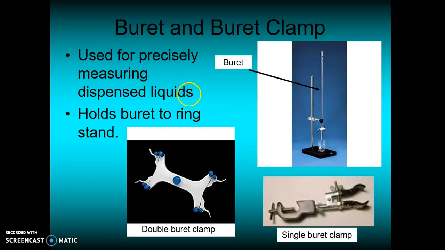Buret and the Buret clamp. These tall guys are used for precisely measuring the dispensed liquids. They are attached to the ring stands, and you can see this is a Buret clamp, which holds the Buret to the ring stand. When you're using a Buret, you use a stand with a Buret clamp, and you clasp the Buret to these clamps. These are used precisely for measuring various dispensed liquids.